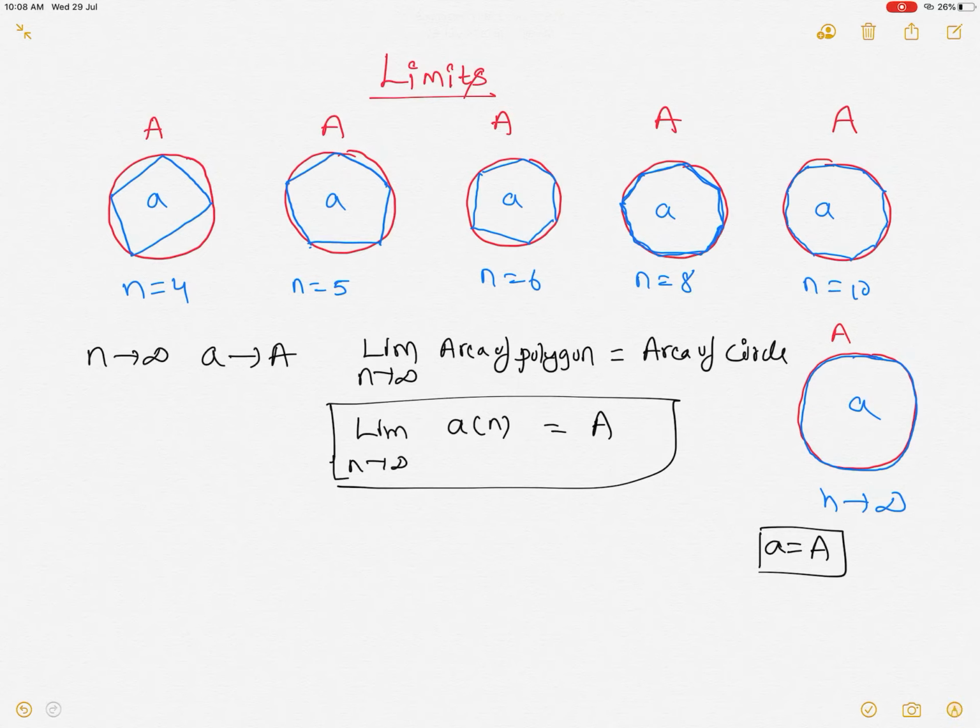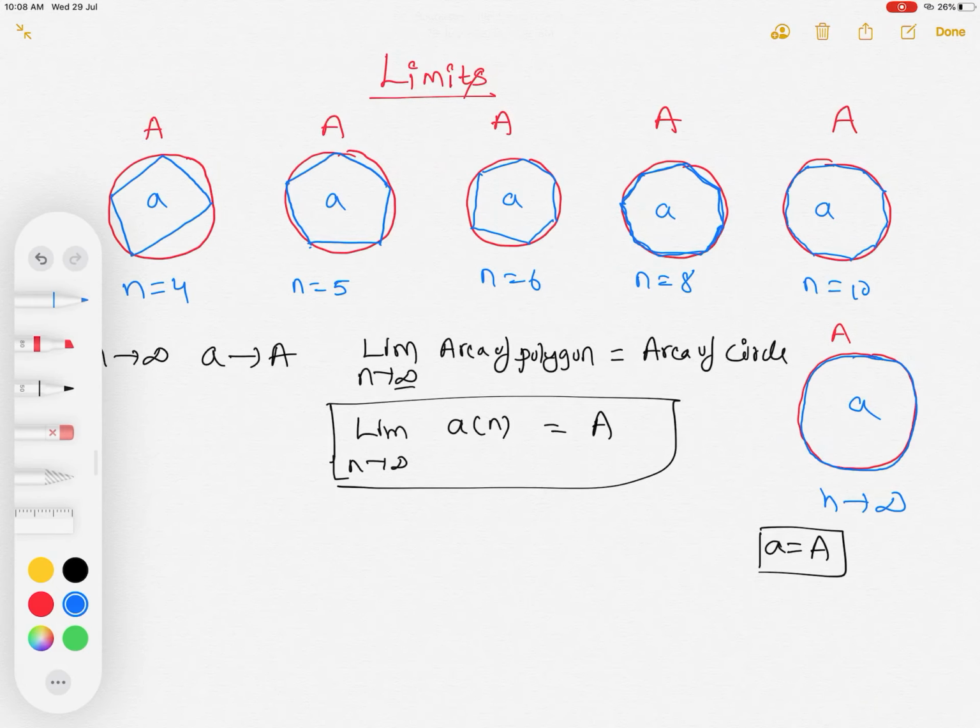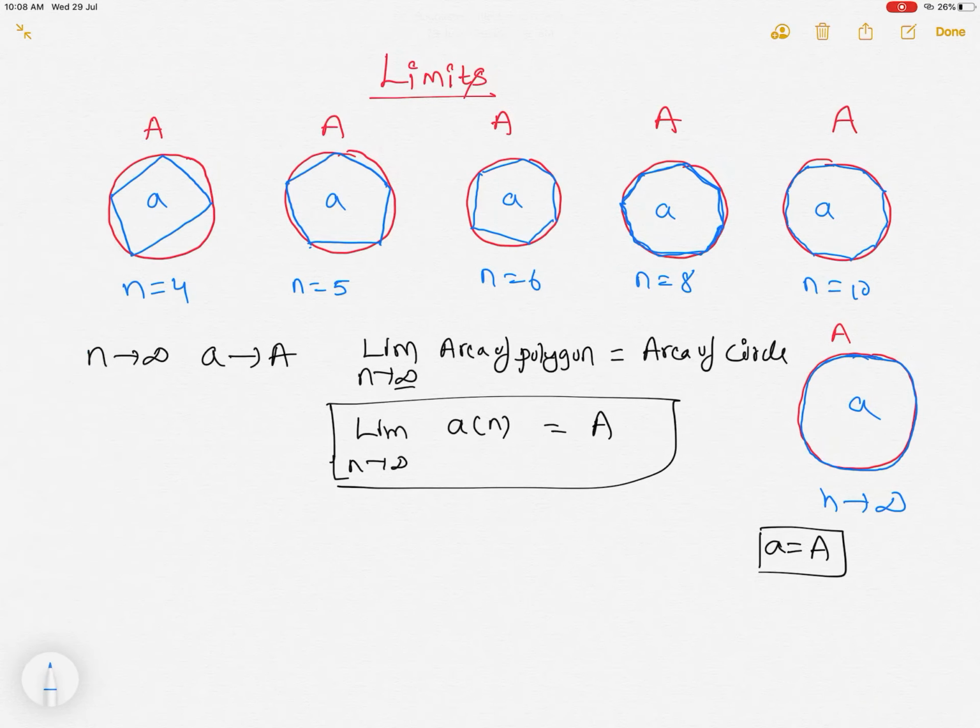Everybody will think, sir, the number of sides is increasing to infinity, so the area will also increase to infinity. Not like that. See here, even though the number of sides is increasing to infinity, the area of the polygon is coinciding with the circle. As the number of sides tends to infinity, the polygon area is coinciding with the area of the circle. That's what it tells.